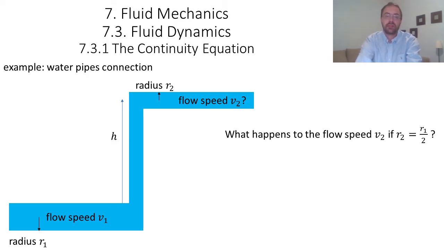So R2 is half of R1. So the cross-section A2 will be a quarter of A1. And this is because the cross-section goes with the square of the radius. And because of the continuity equation, then V2 will have to be 4 times V1 so that A1 V1 is equal to A2 V2. So again, you see that if the cross-section decreases, then the flow speed increases.